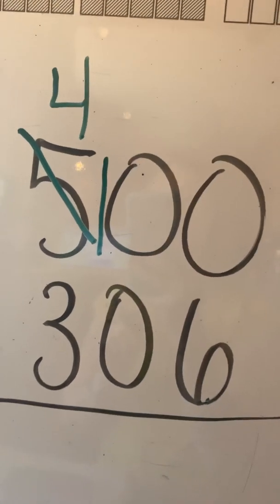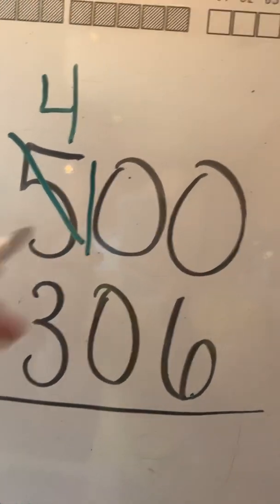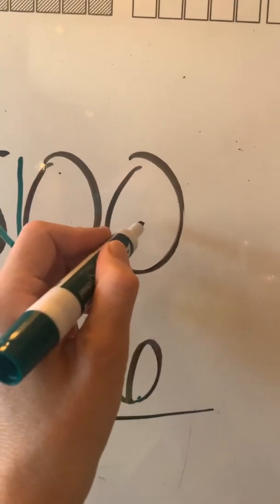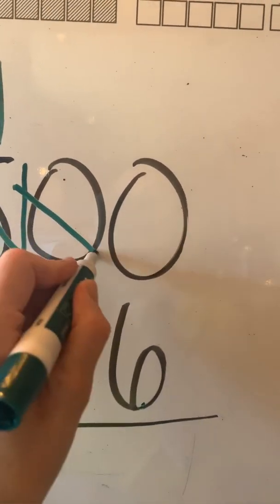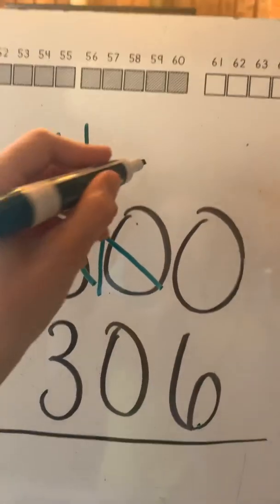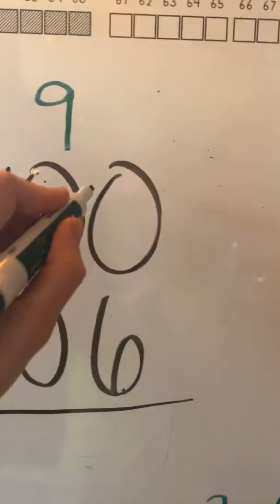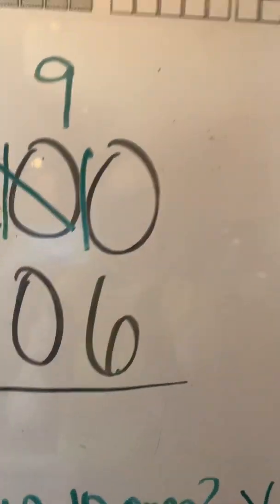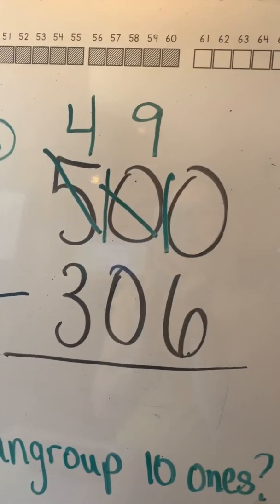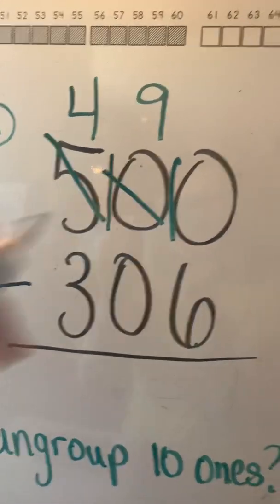Now, second step, we need to ungroup 10 for 10 ones. Take 1 away. What is it? You're right, it's a 9 because 1 less than 10 is 9. And now we add 10 ones. That's how we ungroup all the way across.